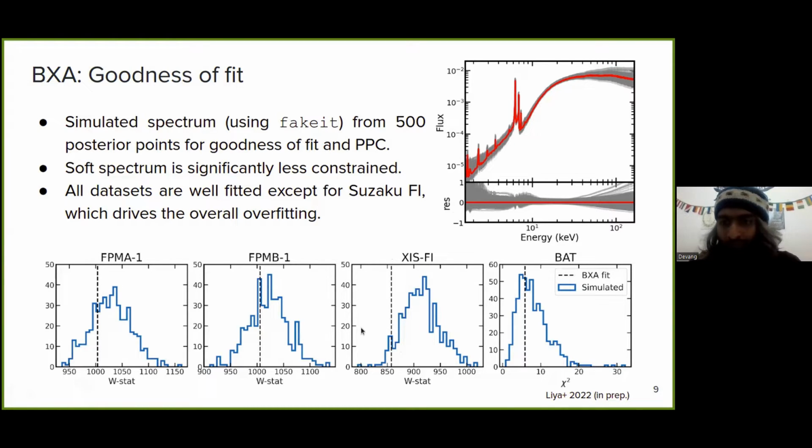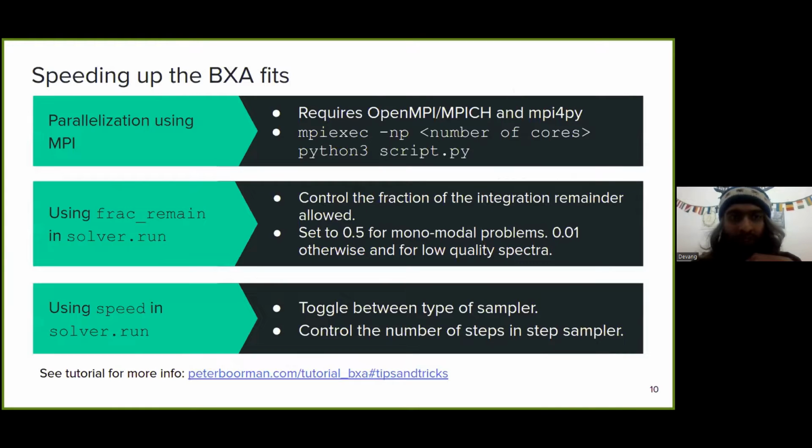Now, if some of you have already tried fitting complex BXA models, you might have noticed that BXA takes a very long time. Especially since our ultimate aim is to compare various geometries of this torus. That means we need to do multiple fits with different configurations. So in that case, this long runtime can add up very quickly. That is why we have some tricks to speed up this process.